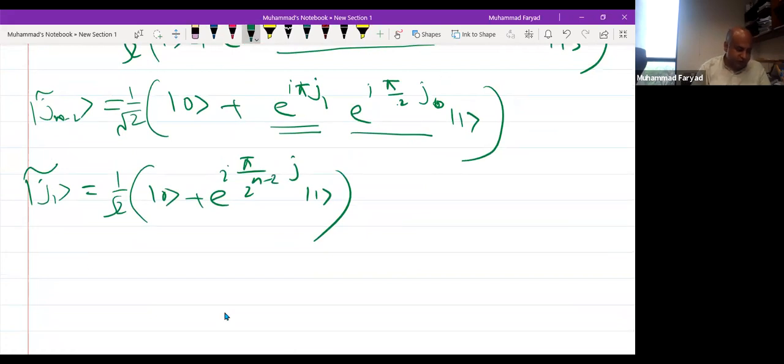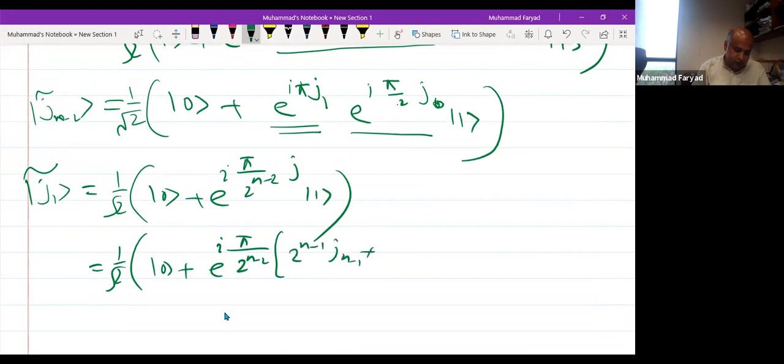So let's expand this j. So this j is 2 power n minus 1 j n minus 1, 2 power n minus 2 j n minus 2, all the way to 2 j1 plus j naught into 1.